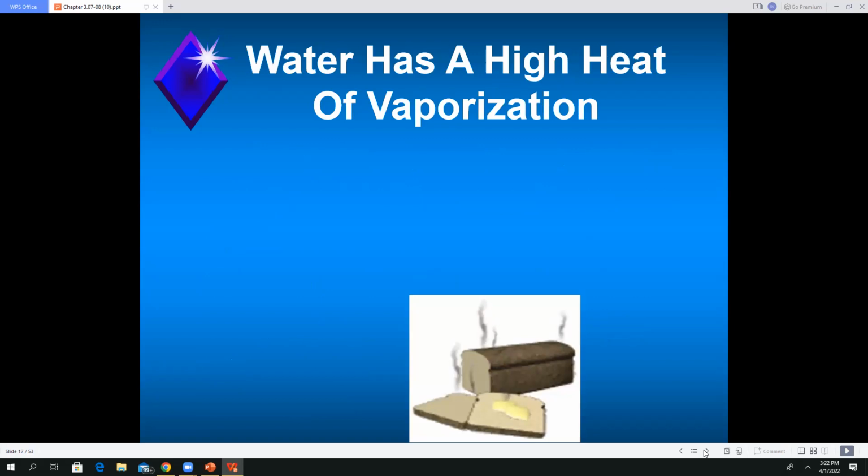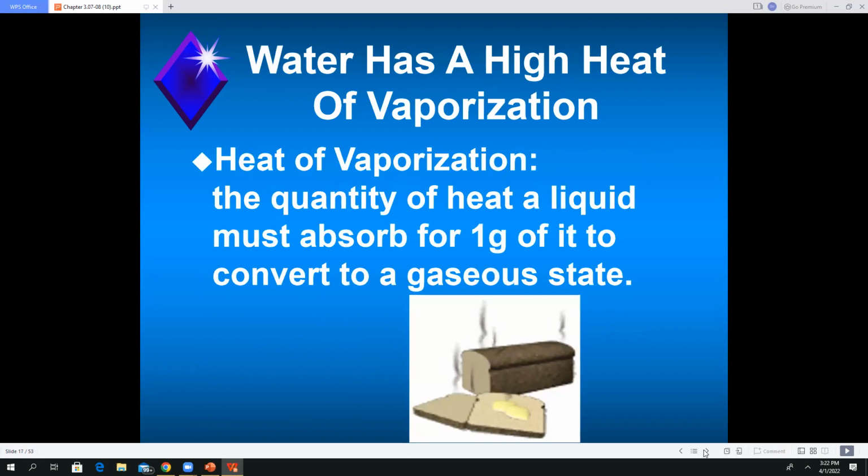Water also has a high heat of vaporization. What is that? Well, it is the quantity of heat a liquid must absorb for 1 gram of that liquid to convert into a gas. All right, so it's very hard. So it needs a lot of heat. So if it absorbs a lot of heat, of course, that's going to go up, and yes, it's going to evaporate.